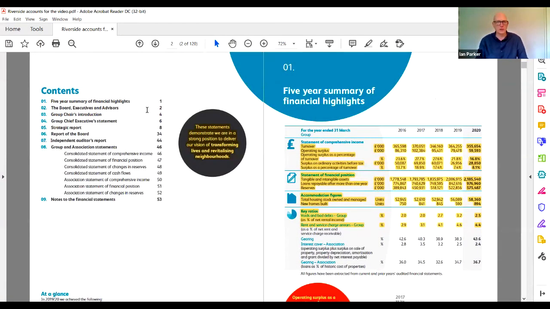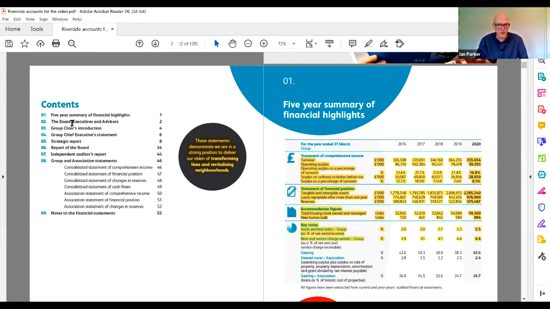Well, let's start off by looking at the contents. And as you can see on the contents page, you've got the listing of all the main statements. I'm not going to go through those. We will look at some of those as we flip through the statements. And these statements start off with a very strong statement, which says, these statements demonstrate we are in a strong position to deliver our vision of transforming lives and revitalizing neighborhoods.